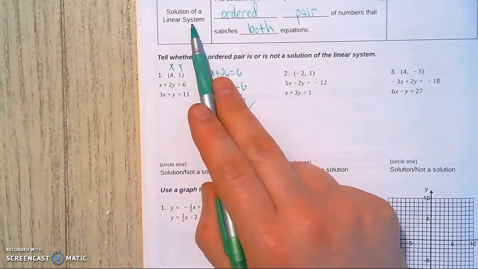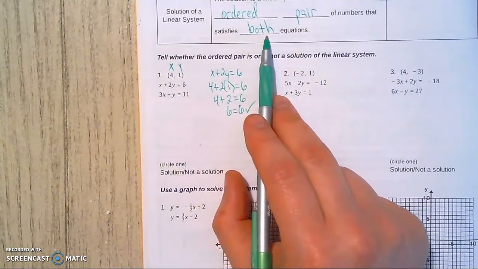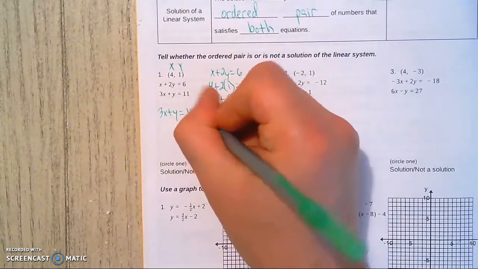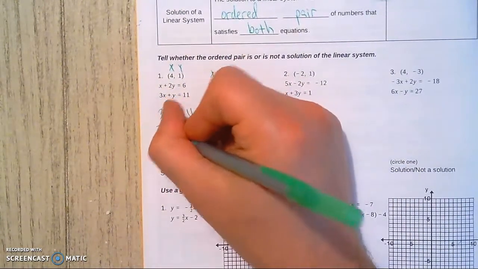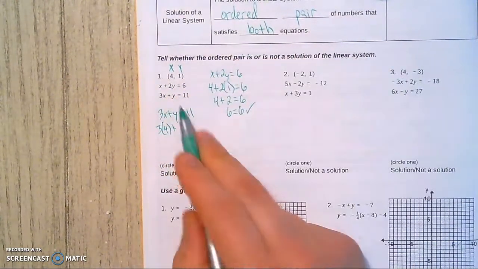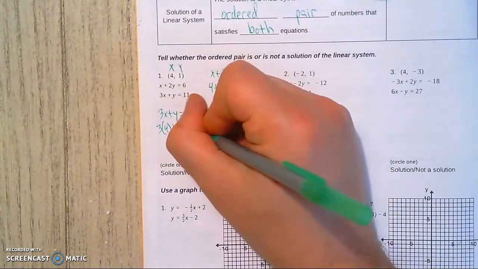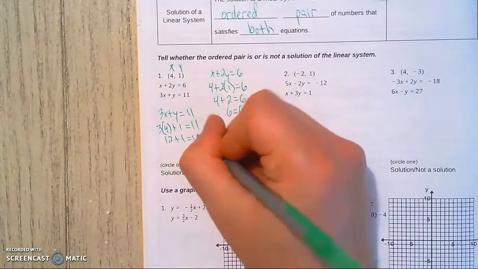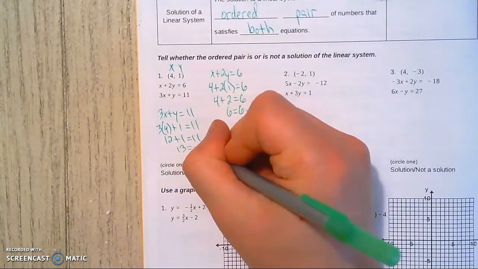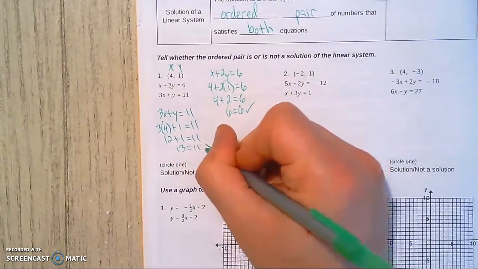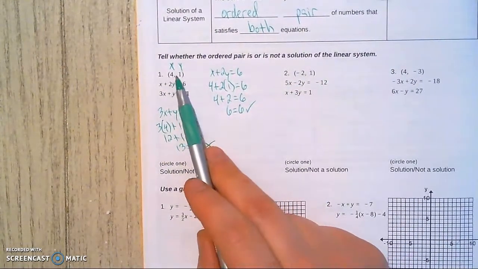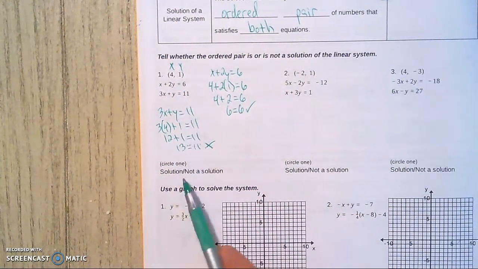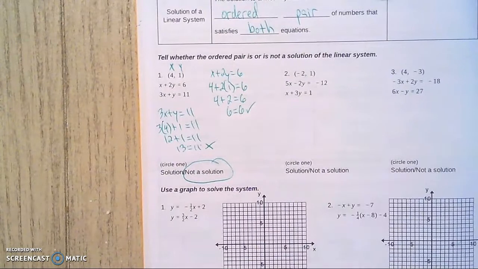But to be a solution of a linear system, it needs to satisfy both of them. So now I'm going to work on the bottom equation, and that was 3x plus y equals 11. Well, x is 4. 3 times x becomes 3 times 4, plus y is 1, equals 11. 3 times 4 is 12. 12 plus 1 is 13. Now 13 equals 11 is not true. So what I now know is that the point 4 comma 1 is a point on that line, but not on that one. And that means this is not a solution.